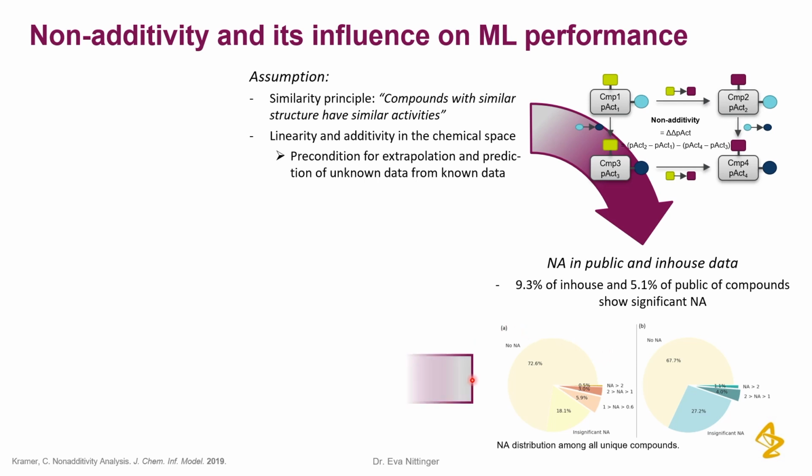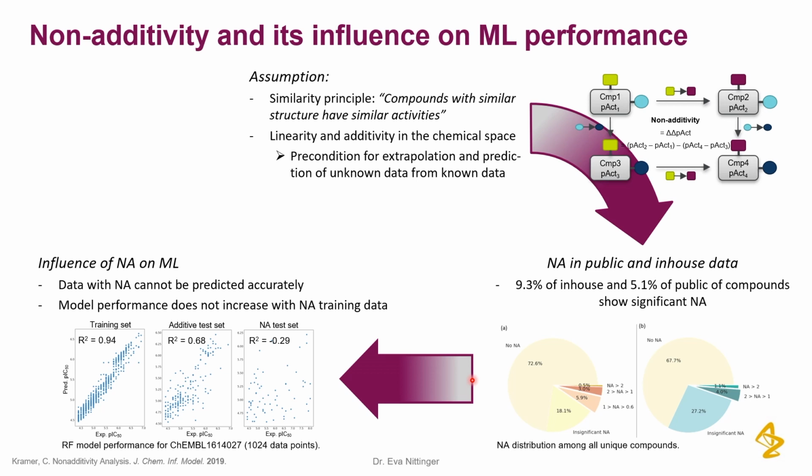Thus, we were wondering, how does the non-additivity influence the performance of machine learning? We have used therefore a couple of ChEMBL data sets, and we could show that data with non-additivity cannot be accurately predicted, as you can see here in the right plot, where we have two different test sets, one with only additive data, which is well predicted, and one with non-additivity, which is not predicted well at all. Also, the model performance does not increase when we add non-additivity data to the training set.